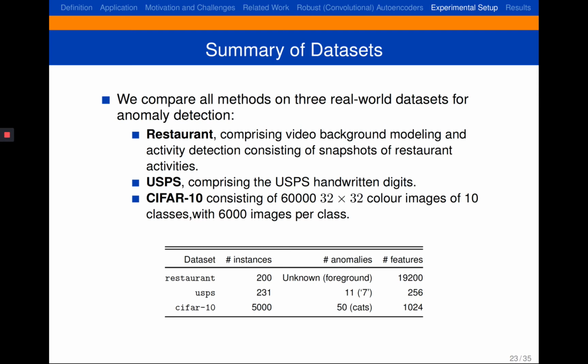And similarly, in the case of the USPS dataset, the images of ones can be considered as normal, and the images containing 7, which has a close representation to that of 1, can be considered as anomalous. In our case, we consider 11 digits of 7s to be anomalous, being present among the normal values of 1s.